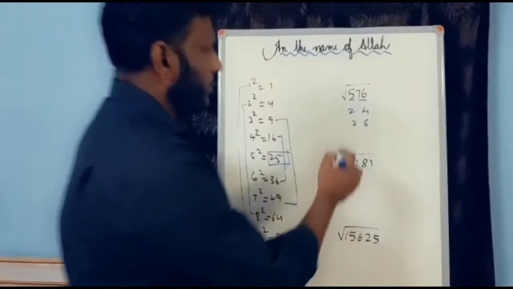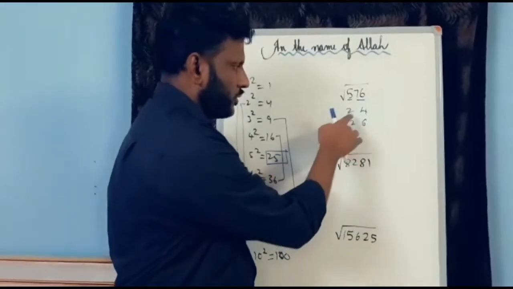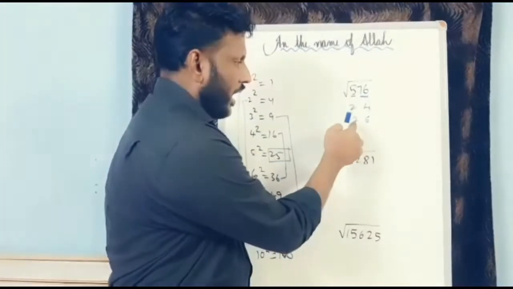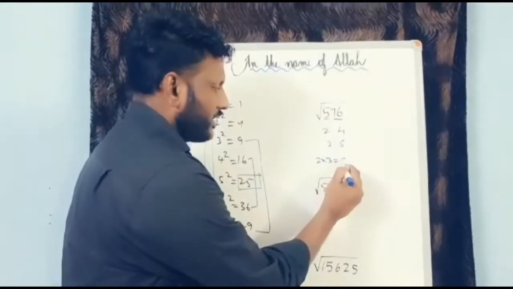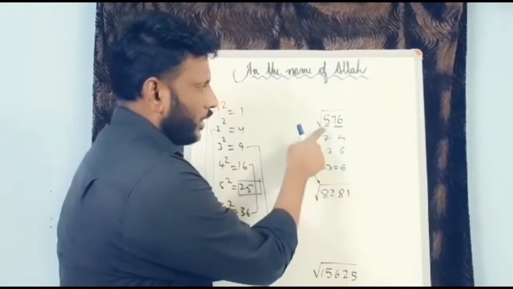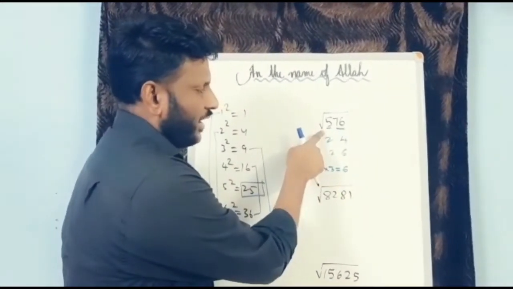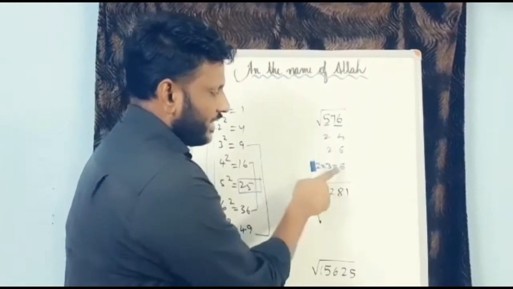So how do we know which one we have to choose, either 24 or 26? After 2, the next step, just multiply by the next number. 2 into 3 is 6. So 6 is greater than 5. So 5 is lesser than 6.